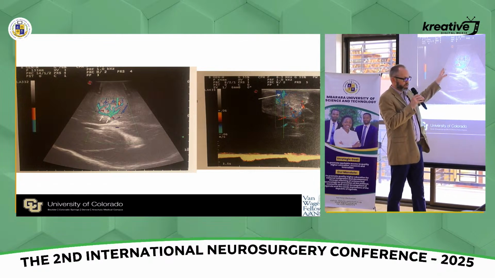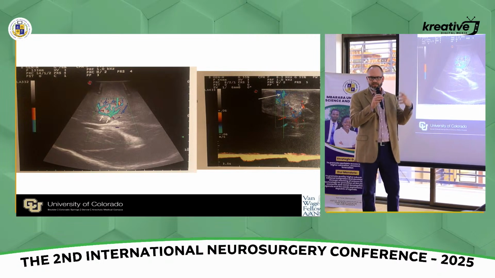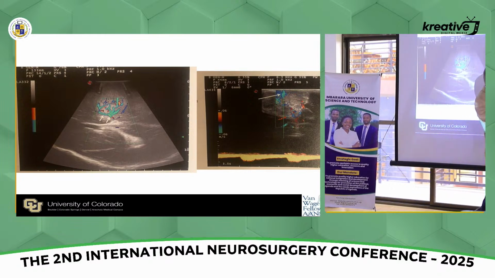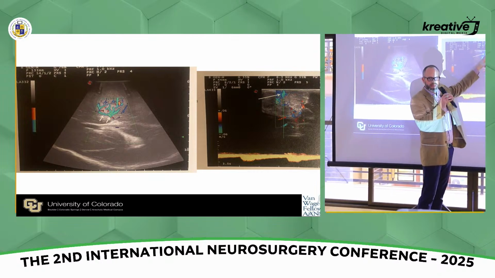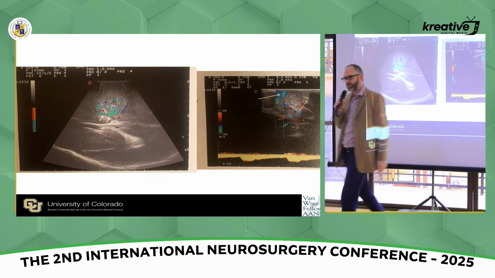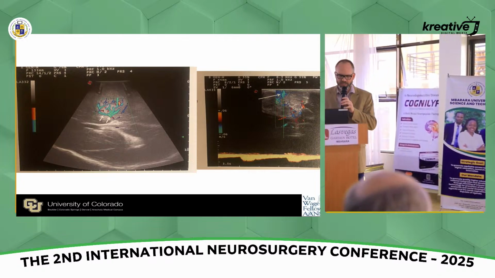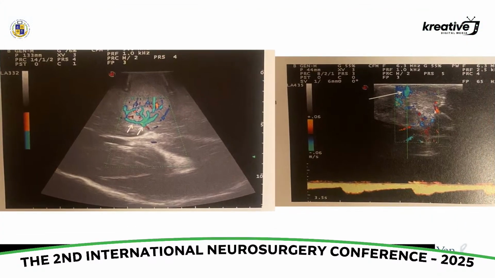People also use these for AVMs to identify draining veins, supplying arteries. In this case, this is a parafalcine meningioma, and this is a patent superior sagittal sinus. So you can use this to ensure that you maintain patency of the superior sagittal sinus, or you can evaluate if it's patent at all on parafalcine meningiomas to guide resection.